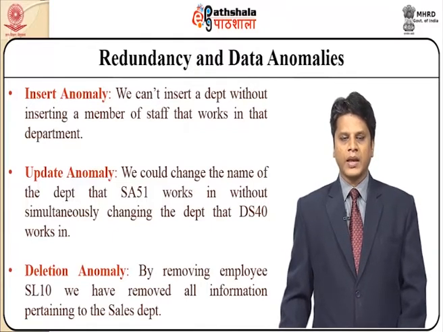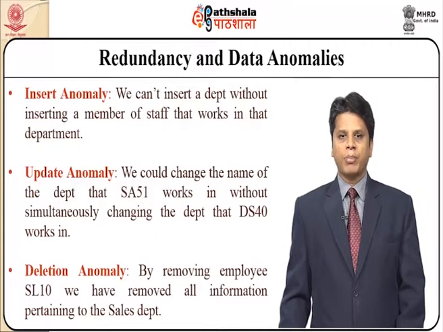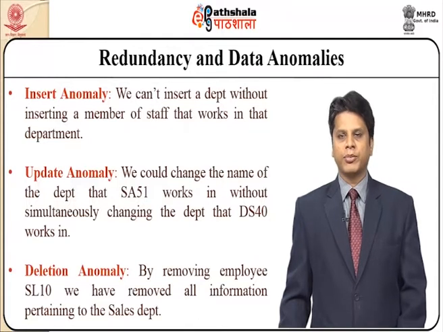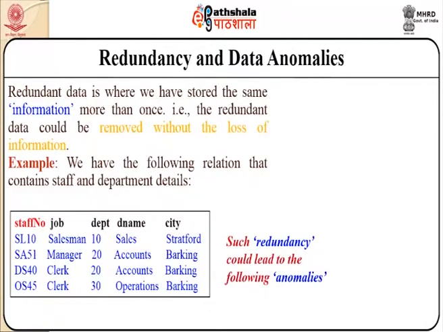And finally, a deletion anomaly, whereby removing employee SL10, we have removed all the information pertaining to sales table. That means, if I am to remove the value of SL10, which is supposed to be a primary key, it simultaneously removes department 10, which is supposed to be sales department. So, if I remove this particular value, it means I am removing the salesman along with its sales department, which can never happen in a company.